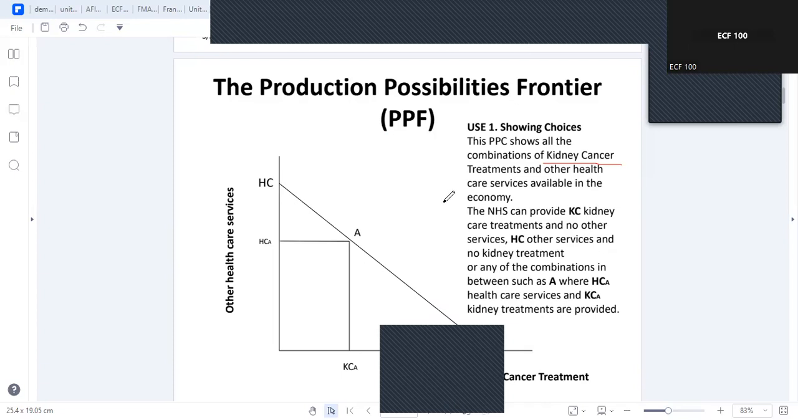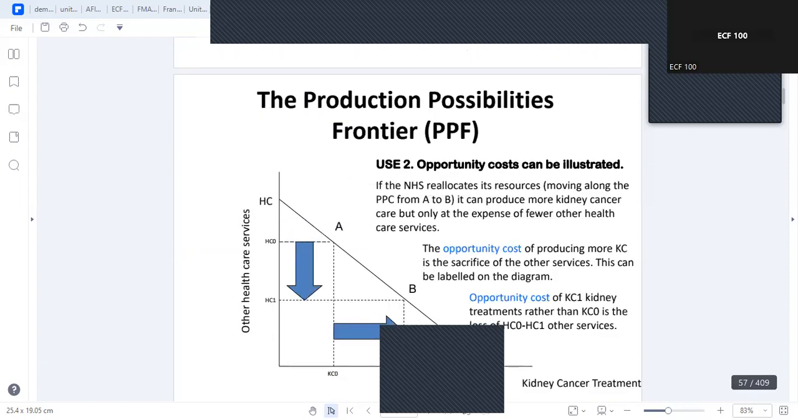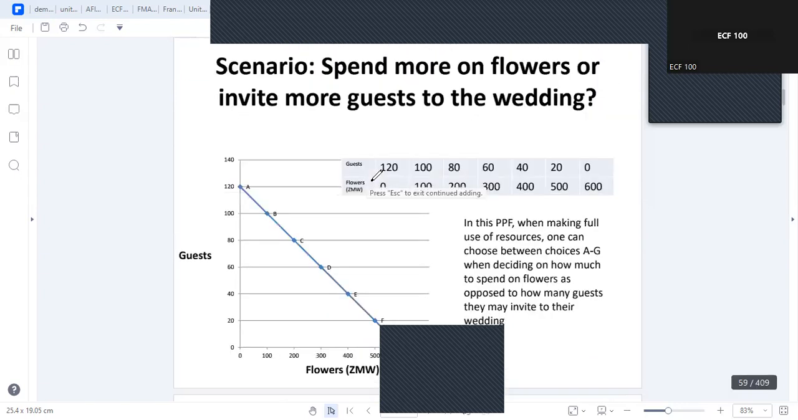When we are dealing with the National Health Council, it can provide kidney care treatment and no other services. It can also provide healthcare services and no kidney services. So any of the combinations between A and the last point could be provided. These decisions stem from a number of choices. Opportunity cost, therefore, must be considered in making the decision that would be optimal. So you must weigh the benefit or the loss.